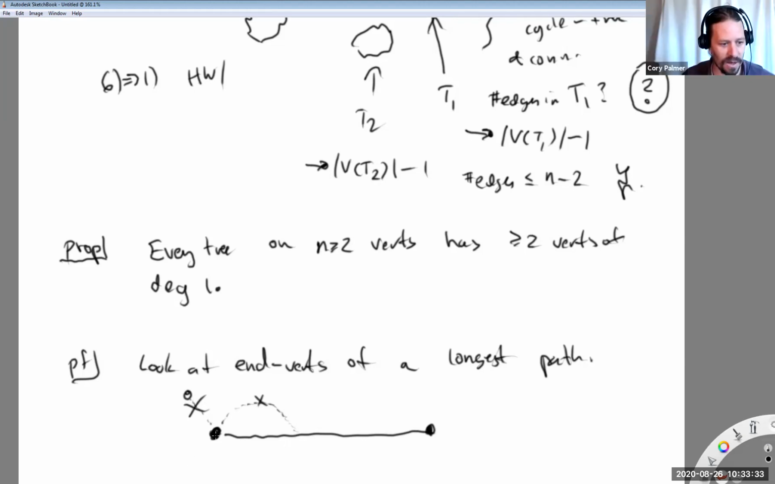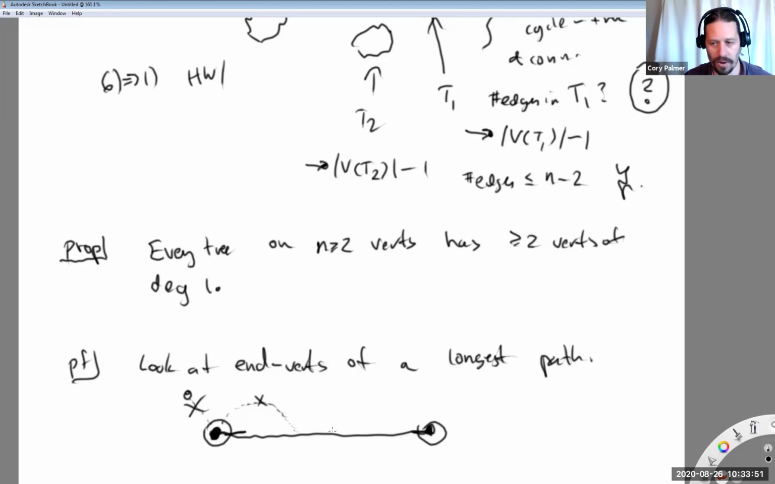So how many edges can come out of this vertex here? Yeah, 1. The one that's already been illustrated here, and another one here. Okay, so this end vertex and this end vertex both have degree 1 in a tree, no matter what. And that's using the cycle-free property mostly. We are using connectivity as well to get us a path.